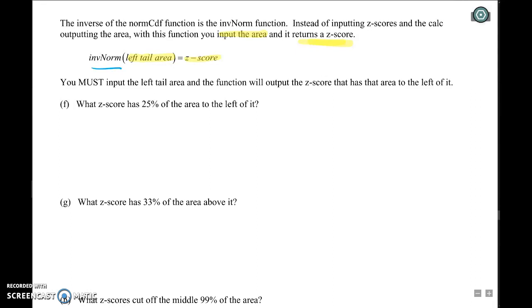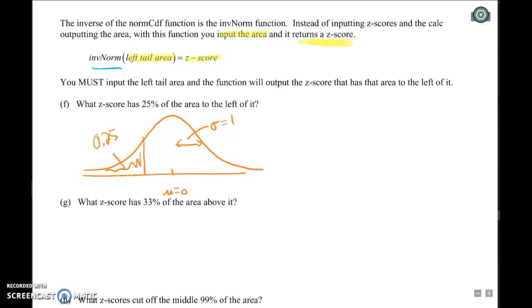What z-score has 25% of the area to the left of it? Well, let's draw it. Mu equals 0. Standard deviation equals 1. So 25%. So that's probably maybe right around there. It looks like about 25%. So the area to the left is 25%, and I want to know what's the z value that cuts that off. If I had to take a guess, I'd probably say, maybe around -1, -1.2.